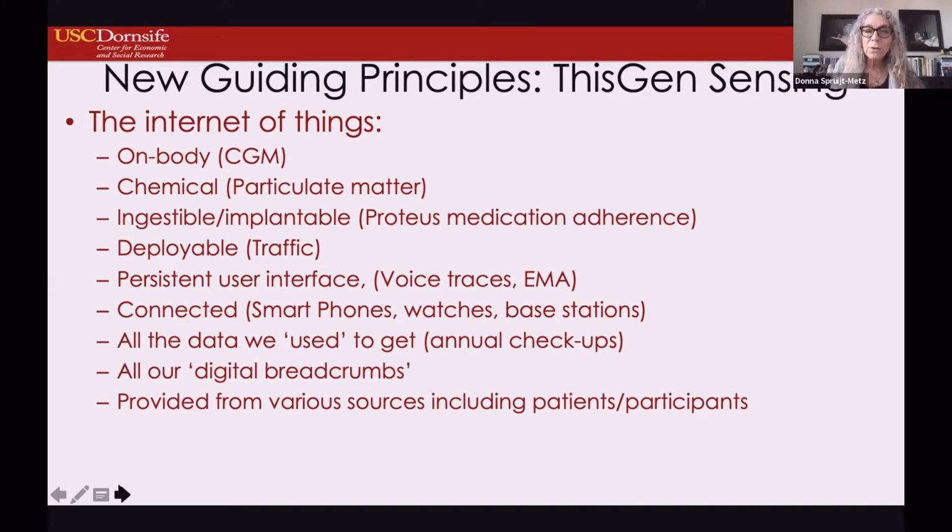And all the data we used to get, for instance, annual checkups. So we've still got all the old data that moves much more slowly in time. It's just that now we can start to use it differently. And we've also got our digital breadcrumbs. So my husband bought a shirt at this new camping place. And on my Facebook page, that camping place shows up with an advertisement for Father's Day. So our digital breadcrumbs are everywhere on the internet, and they say a lot about us.